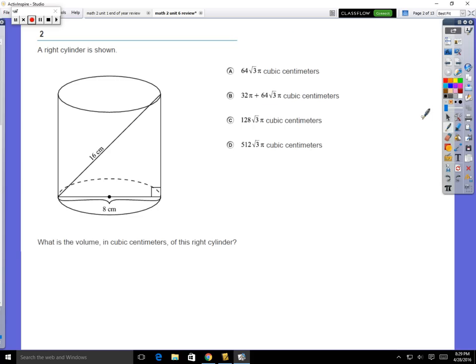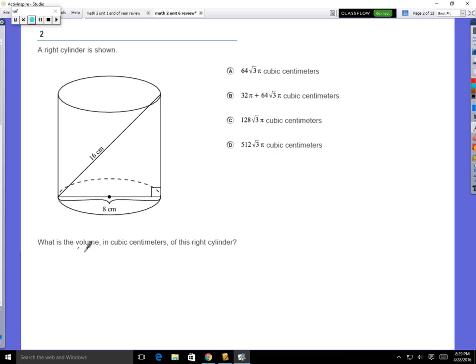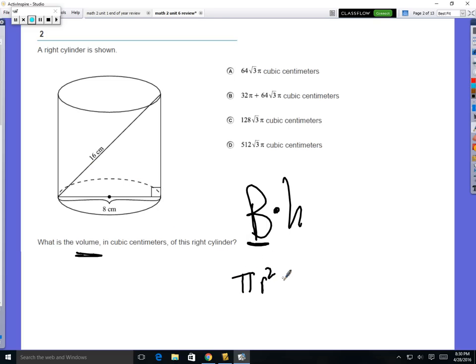Okay, number 2, cylinder, they need the volume. So 4 shapes: cylinder, cone, pyramid, sphere. Cylinder is the area of the base, and that was a capital B, times the height. And since the base is a circle shape, the area of a circle is pi r squared times the height. And the height is the one thing we don't know. We don't know how tall this is, but they did give us a triangle.